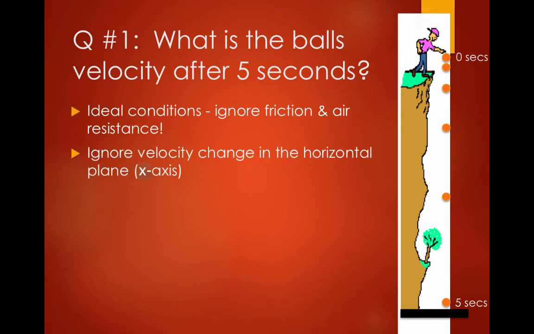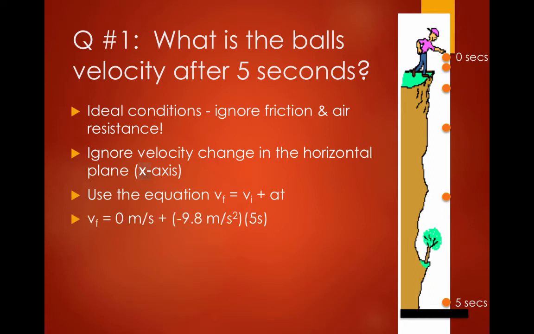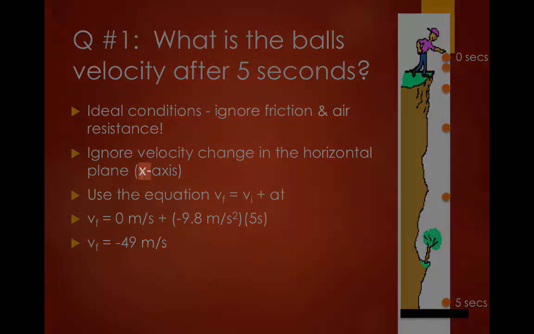Because there are no forces acting in the x-axis, there will be no velocity change in the horizontal plane. We use the kinematic equation velocity final in y equals velocity initial in y plus a times t. Velocity final equals 0 plus negative 9.8 times 5, which yields velocity final being negative 49 meters per second, where the negative sign means downwards.